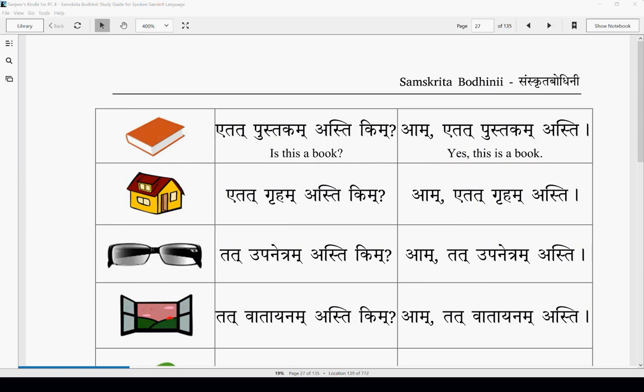Just wanted to clarify on that kim based on the tone. So that kim might be put at the end, might be in the beginning, doesn't matter, but when the tone changes, the meaning changes there. It's like the emphasis.